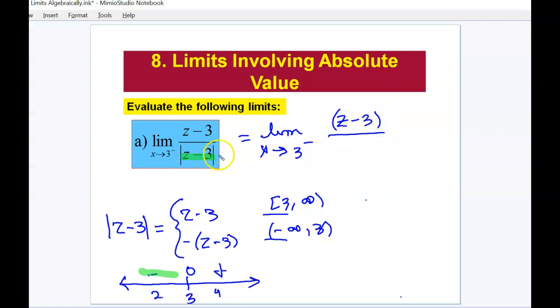of z minus 3. And to get rid of the absolute value sign, we said we're using the negative branch. So these are going to cancel. I'm left with 1 over negative 1. This answer is going to be negative 1. So again, when you're doing limits involving absolute value, you need to get rid of the absolute value sign and determine whether you use the positive branch of whatever is inside or the negative branch.